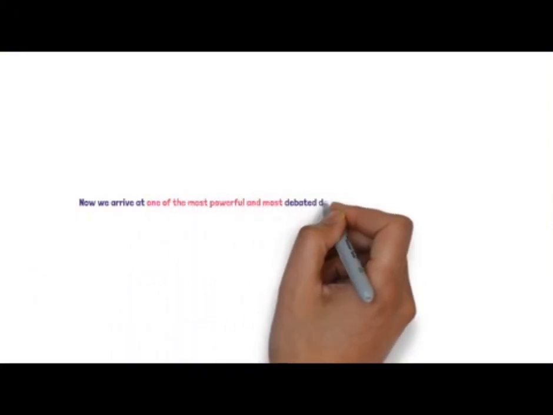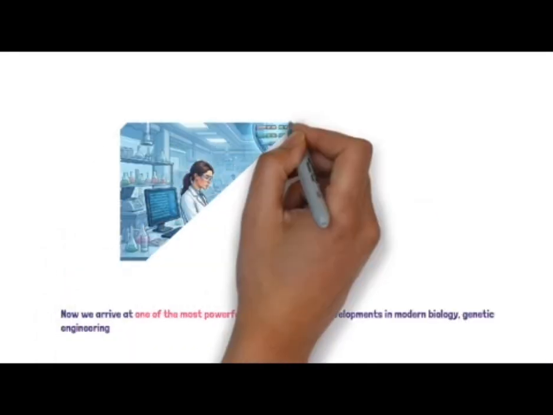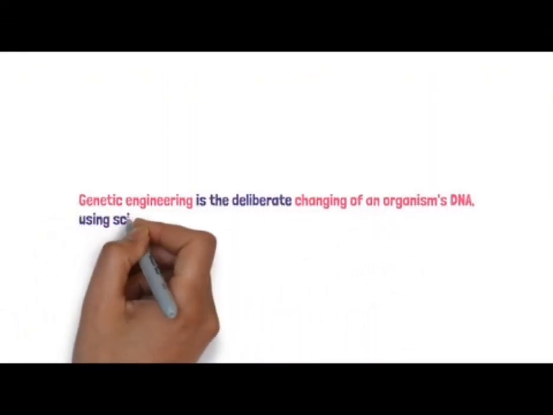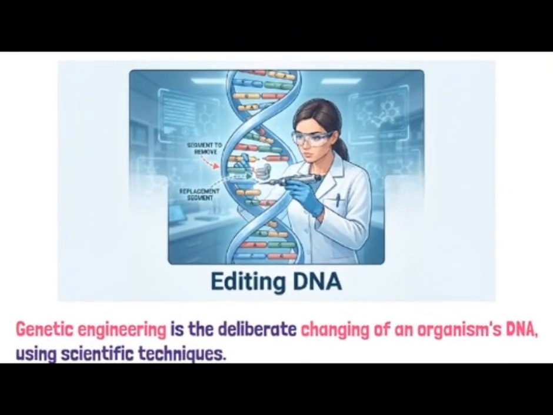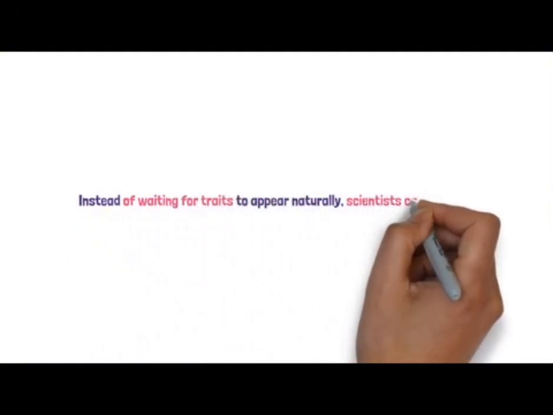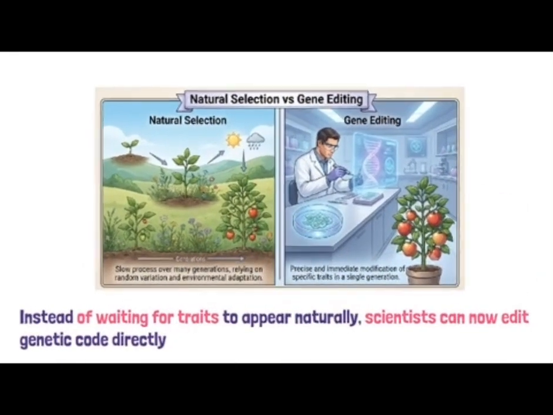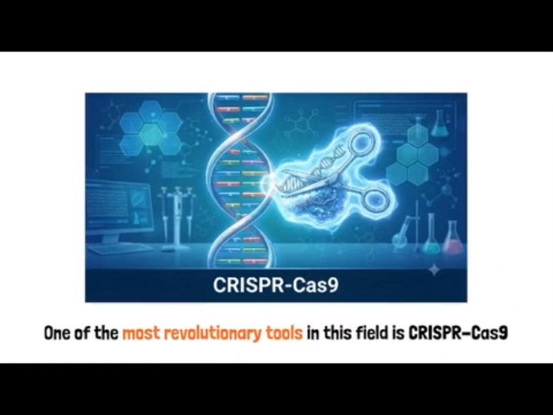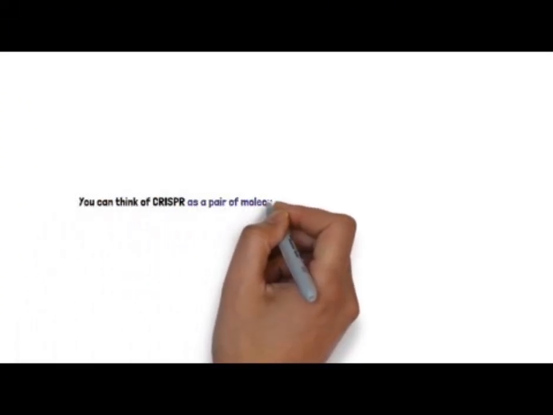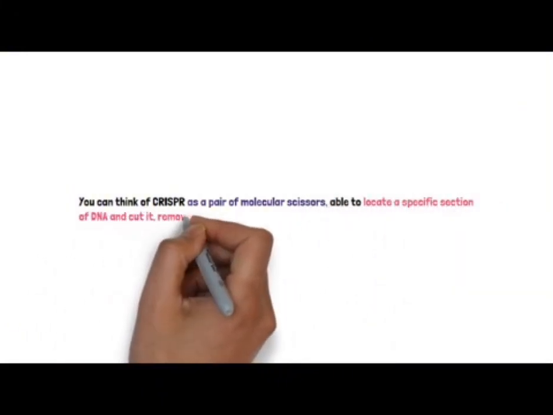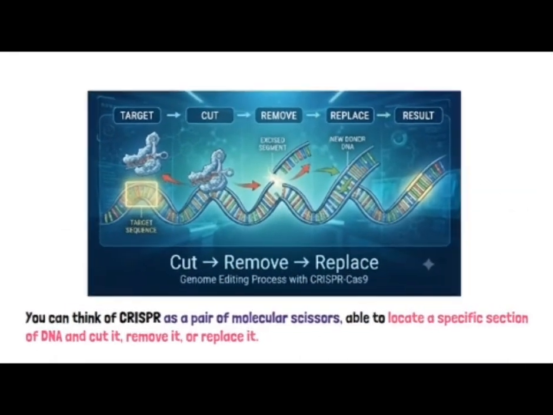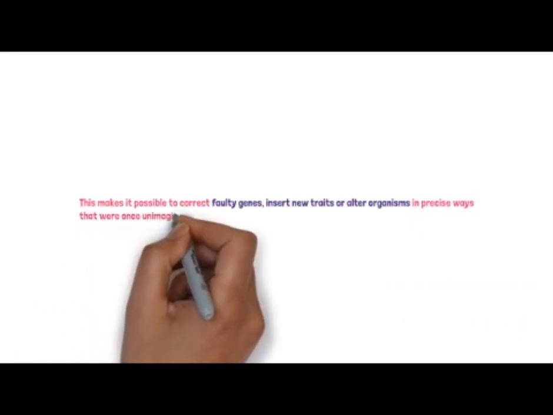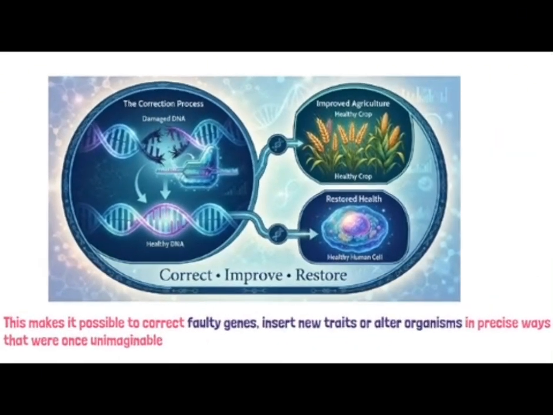Now we arrive at one of the most powerful and most debated developments in modern biology: genetic engineering. Genetic engineering is the deliberate changing of an organism's DNA using scientific techniques. Instead of waiting for traits to appear naturally, scientists can now edit genetic code directly. One of the most revolutionary tools in this field is CRISPR-Cas9. You can think of CRISPR as a pair of molecular scissors, able to locate a specific section of DNA and cut it, remove it, or replace it. This makes it possible to correct faulty genes, insert new traits, or alter organisms in precise ways that were once unimaginable.